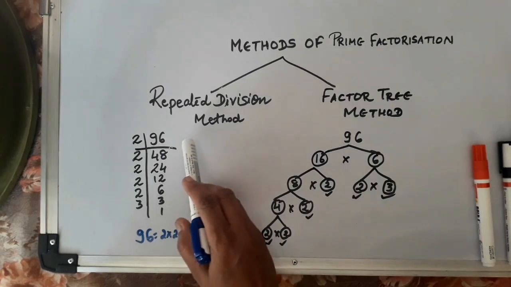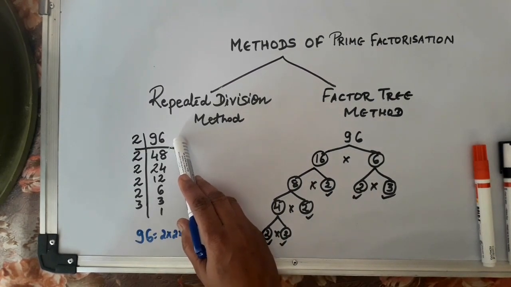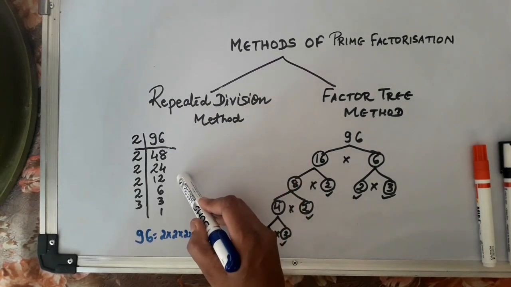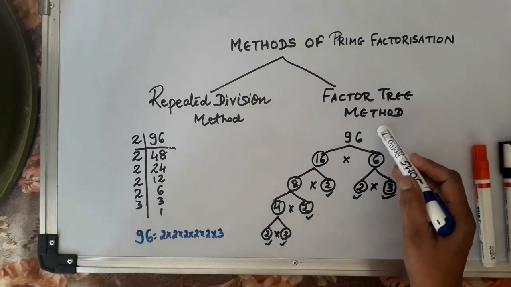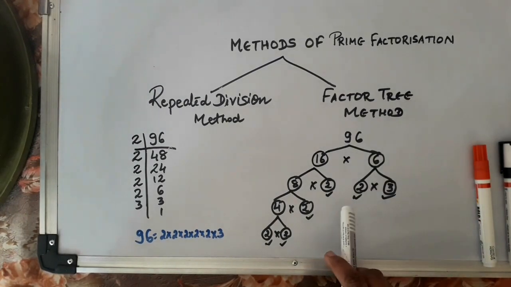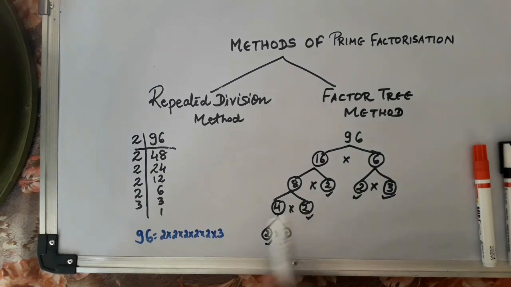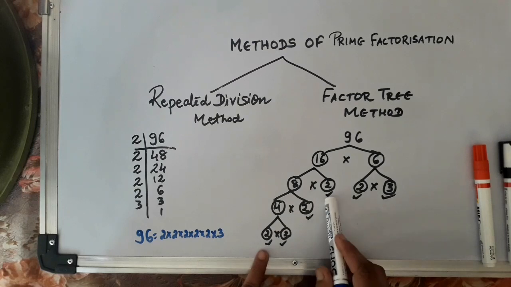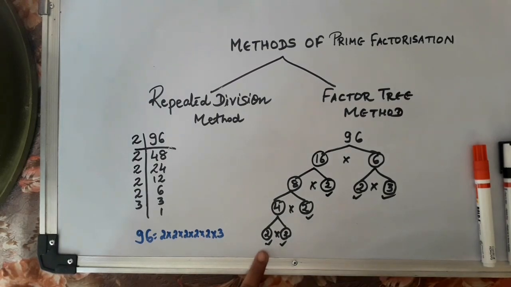Here you can see for 96, the method adopted is the repeated division method, and here it is done with the factor tree method, and you can see that we get the unique answer, that is 96 is equal to 2 into 2 into 2 into 2 into 2 into 3, that is 2 to the power 5 times 3.